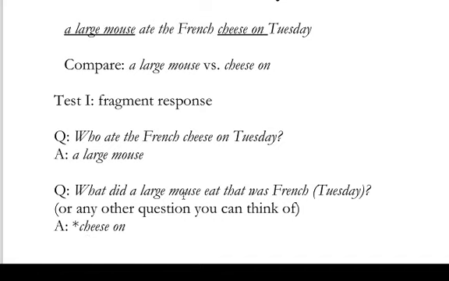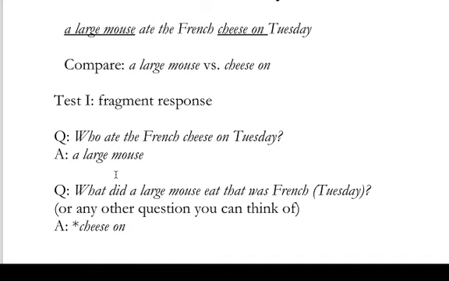in English. Now, of course, you might be able to find some crazy context or ambiguous meaning where cheese on is a possible answer to some question from some sentence, but not from this sentence, importantly. No question based on this sentence can have the answer cheese on. So what is this telling us? This is one kind of evidence that these three words, a large mouse, form a coherent element in a way that, for instance, cheese on does not.